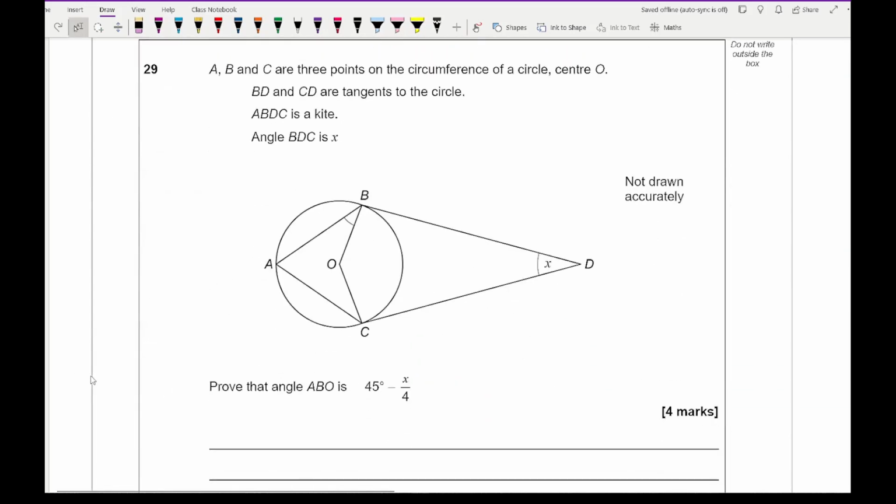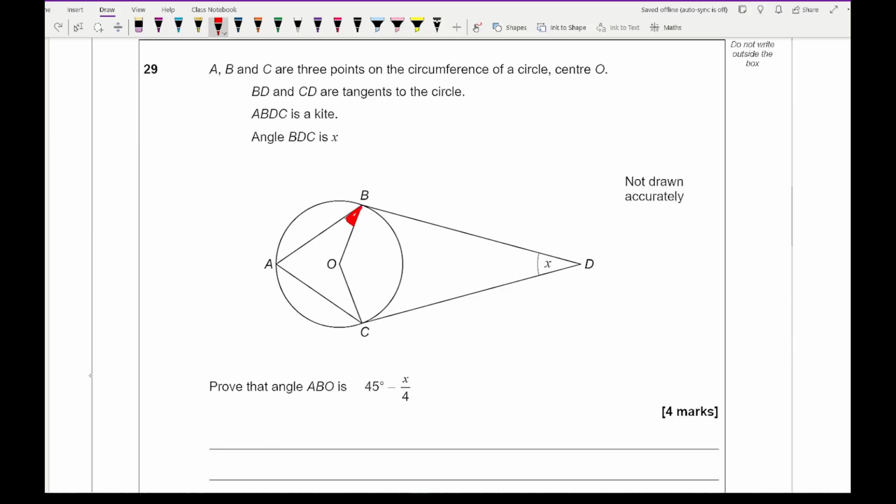Moving on to question 29, it says that A, B and C are 3 points on the circumference of a circle of O, and BD and CD are tangents of the circle. ABDC is a kite, and angle BDC is X. And it says prove that AOB is 45 minus X over 4. So this is the angle that I'm needing to work with. It's always worth just highlighting to make sure that you know which angle we are working with.